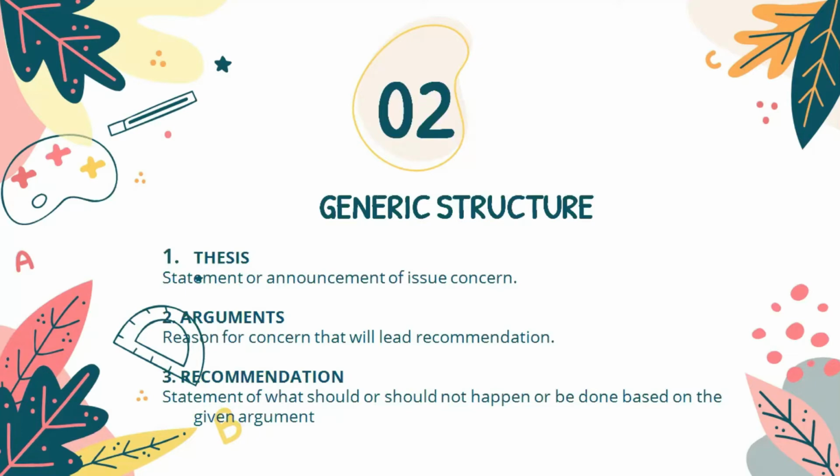In hortatory exposition text, there are three generic structures. The first, thesis. Thesis is a statement or announcement of the issue concerned. Usually it contains the author's main introduction to an event that will be discussed. And the second, argument. Argument is the reason for concern that will lead to the recommendation. Argument contains opinions that support the main idea of the author.